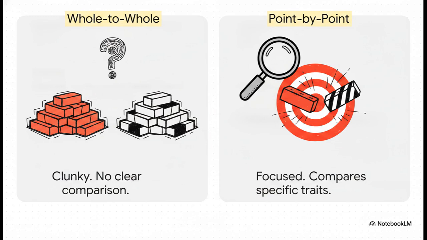You generally have two choices. The whole-to-whole approach discusses literally everything about option A and then everything about option B. Honestly, this is incredibly clunky for the reader to follow. The vastly superior method is the point-by-point approach. You discuss cost for options A, B, and C. Then you discuss functions for options A, B, and C. It's so much better because it lets the reader see the options go head-to-head on very specific battlegrounds.